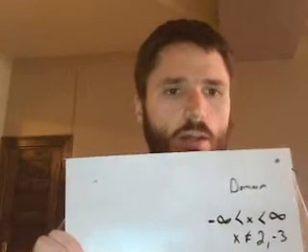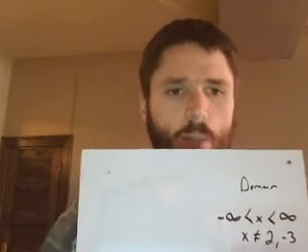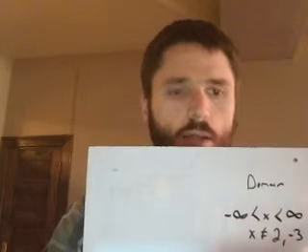So the domain is negative infinity to positive infinity, and then x cannot be equal to 2 and negative 3. The reason why is because we know that there are vertical asymptotes there, so x can't be equal to those values.